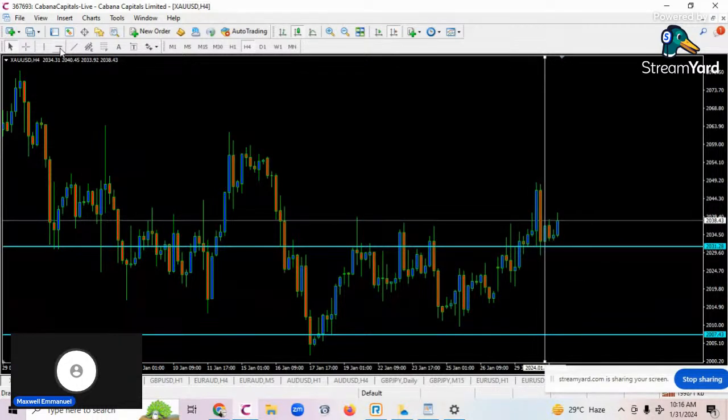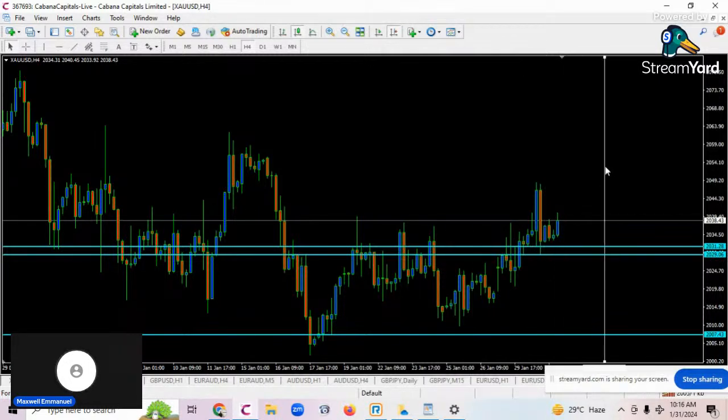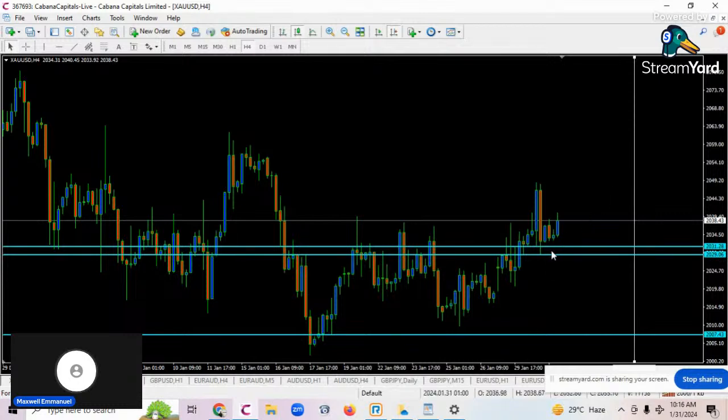So for today's market, this is our support. We would only consider selling if that support is broken. If that support is broken, that is when we'll consider selling. But at the moment, price is trading above that support, so the bulls are still in control.